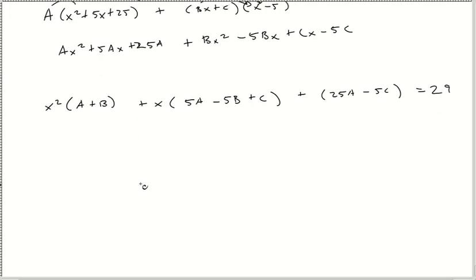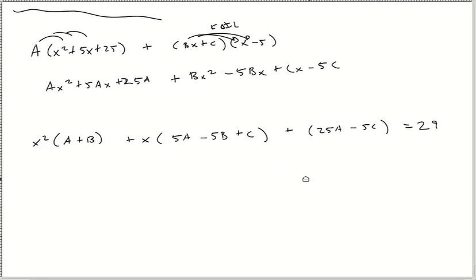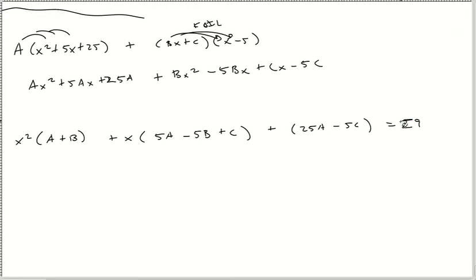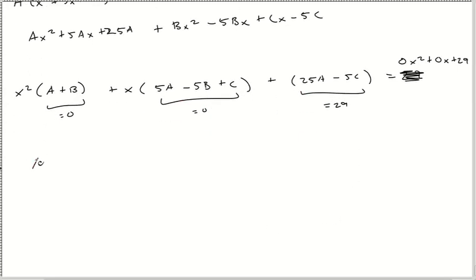This actually works because how many 29s do you got? You got 29. But how many x squares do you have? 0 x squares, 0 x's, and then yes, a 29. So this right here equals 0. This right here is equal to 0, and this right here is equal to 29. And you're thinking, oh, well, that's not a big deal. Equal to 0, cool. Yeah, no, not really.